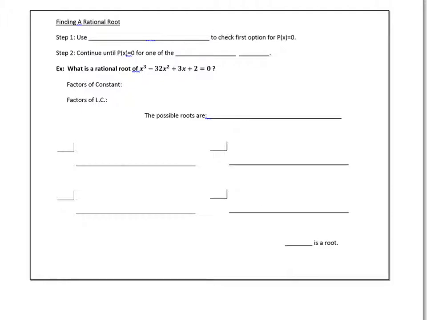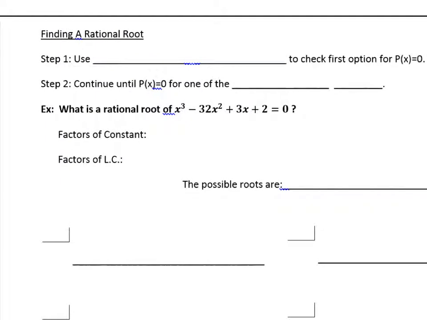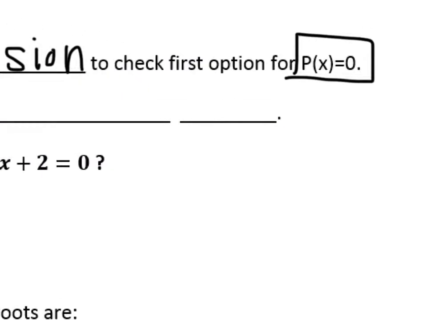Now, to find a rational root, we do this after we find our possibilities. So step 1 is after we found our possibilities, which we did in the first example. We're going to use synthetic division to check the first option to see if, when you plug it in, you will get 0. 0 tells us that it divides evenly into it, so that's what we're looking for. When the remainder is 0. So above this, I'm going to write remainder.